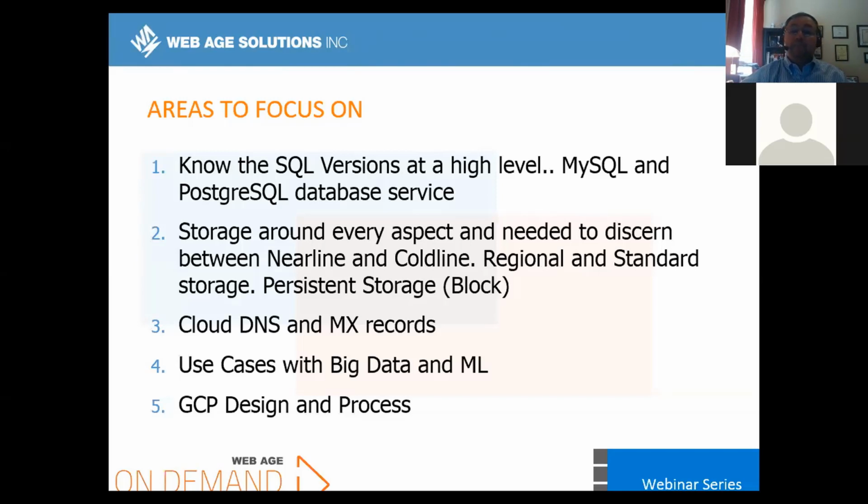Cloud DNS is a managed service. Make sure you know that. Know the use cases with big data and machine learning as well. One of the things that they added to this exam was a lot more around machine learning, but also how to visualize data and basically deploy big data services. Know the best practices for design and process. This is where you want to know Google's approach to designing a cloud and deploying cloud services on Google.